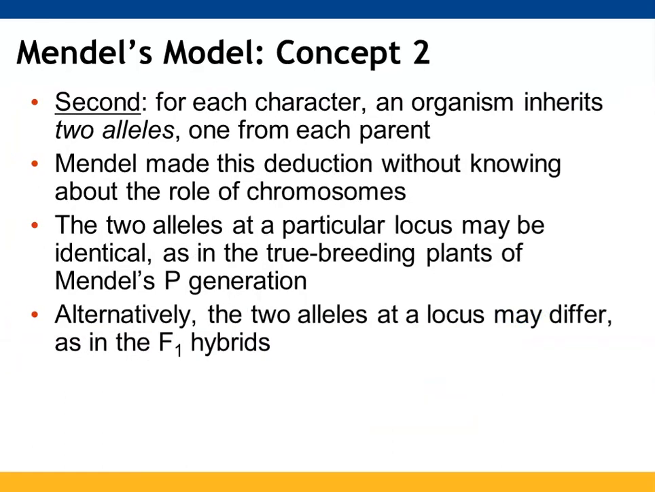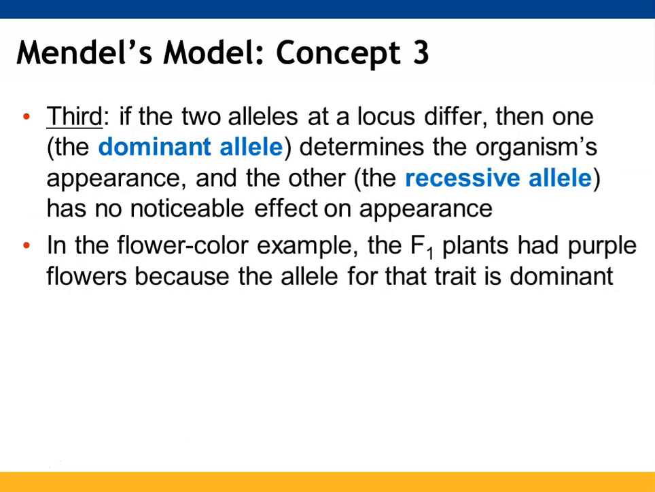The second is that for each of these characters, organisms obtain 2 alleles, one from mom and one from dad. Now keep in mind, Mendel didn't know about chromosomes at the time, so all he was describing was that there was genetic information being passed from each parent to their offspring. If the alleles were identical, then you would have true breeding plants. If they were different, you had the F1 hybrids.